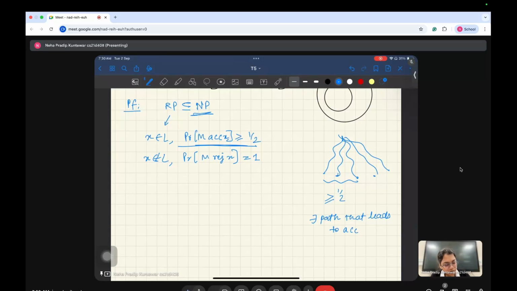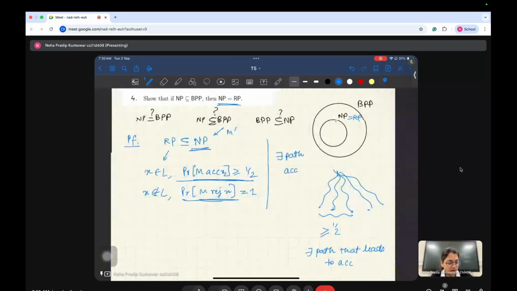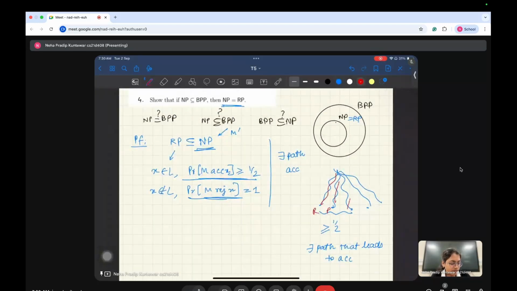So therefore our machine M prime for NP will also end up accepting, because there exists a path. There are at least half fraction of them, but that's irrelevant for us. We just need one path, so our NP machine would end up accepting. What this sort of means is that if X is not in the language, then all of these computational paths are going to lead to reject, and that's a reject condition for NP. So our NP machine is also going to reject. So indeed, if a language is in RP, then it's also in NP. So this side of containment is something we know.